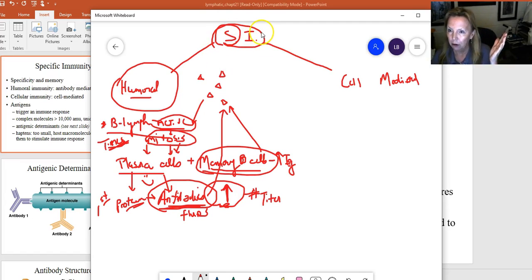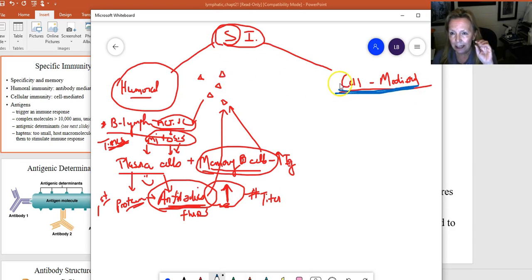Thank you, specific immunity. This is only half of it. Now we have another thing that's actually happening. This is called cell-mediated immunity. We have something else that's happening at the same time. Let's go ahead and see what is happening in cell-mediated immunity.